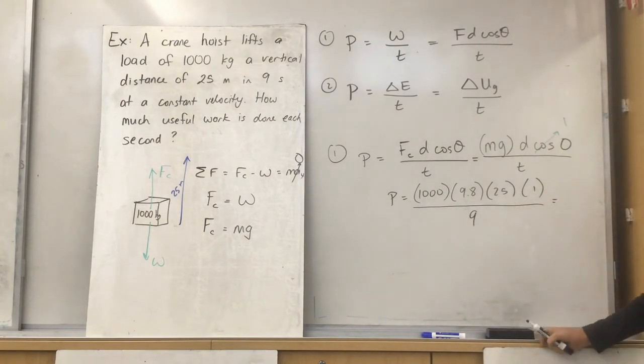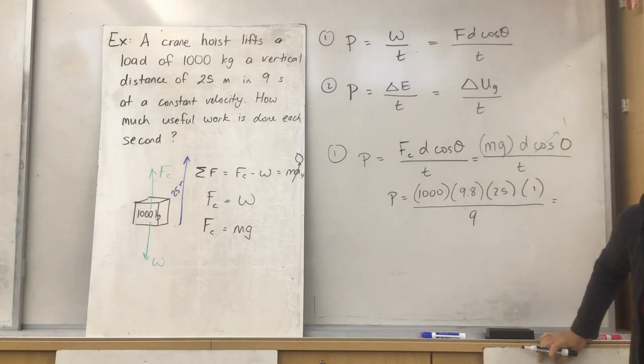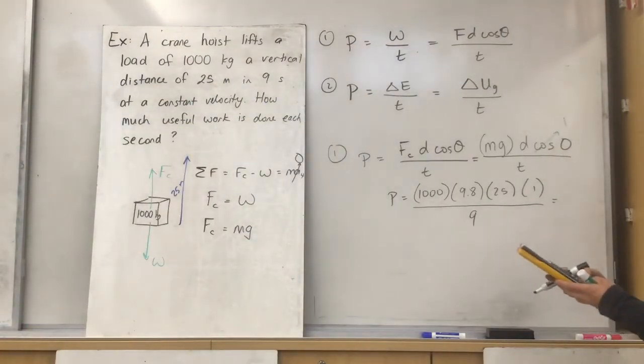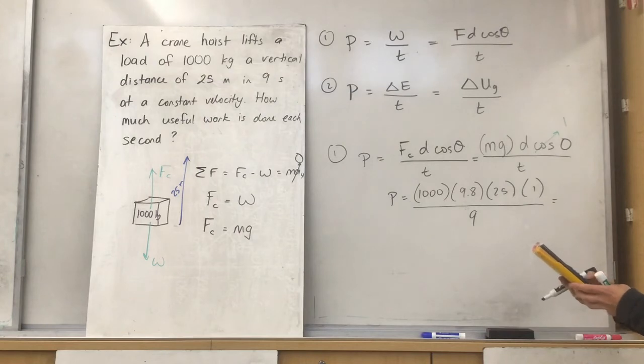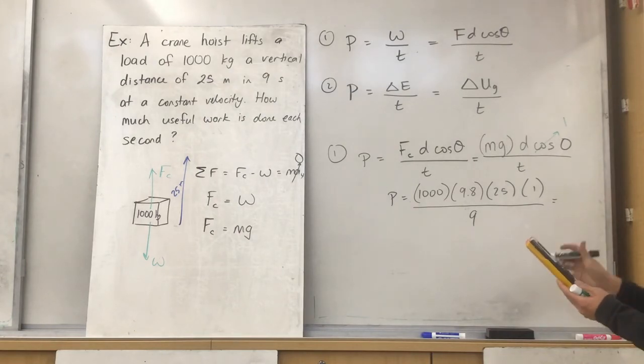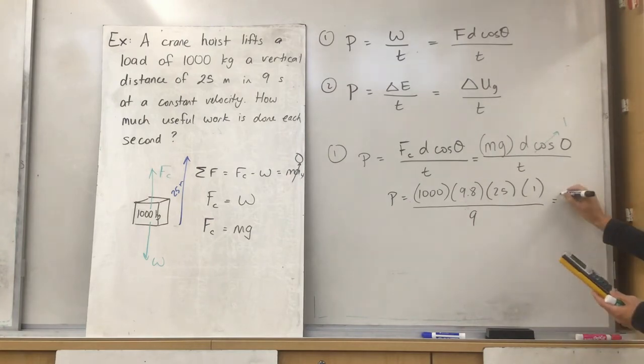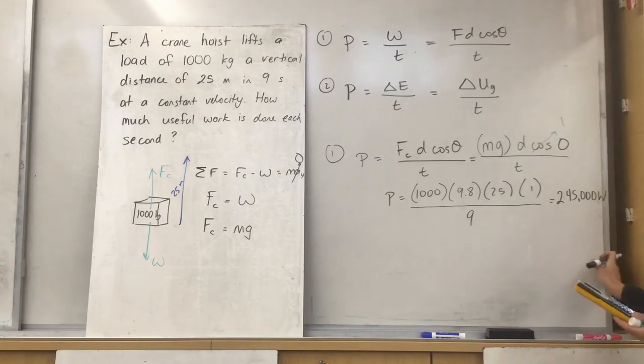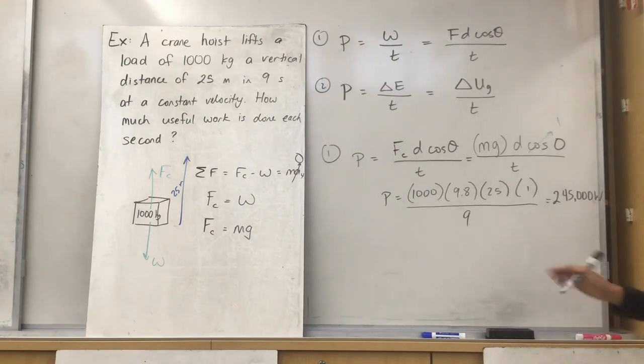Pause the video, calculate that out. What do you get? What do I get? Oh gosh, I don't even know. I don't have the answer. I didn't solve it. 1,000 times 9.8 times 25. You should have beat me by now. I get, ooh, big: 245,000 watts. I have no room to write W there. Okay, so that's the method of looking at it through forces.